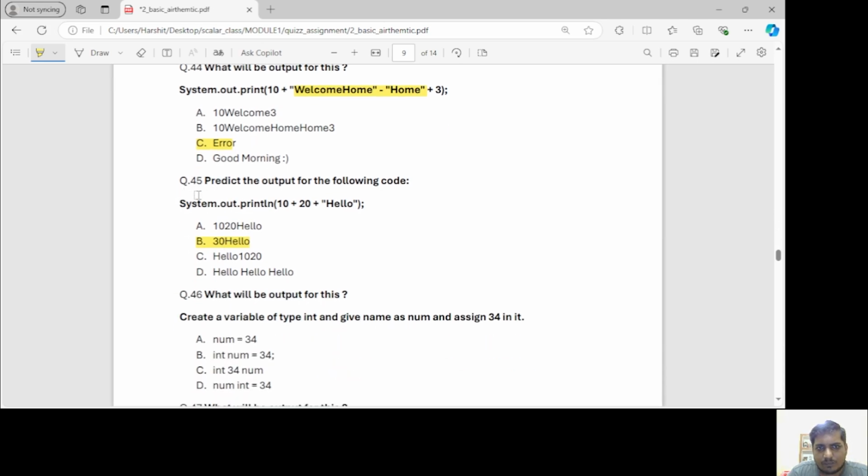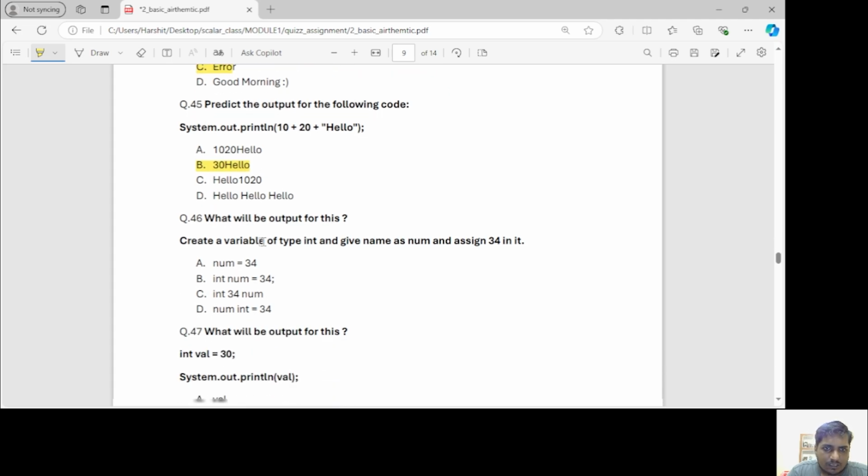Now we'll see question number 45, that is System.out.println. Here the operation of 10 and 20 is done, that is 30, plus hello. So here 30 plus hello will be the answer.